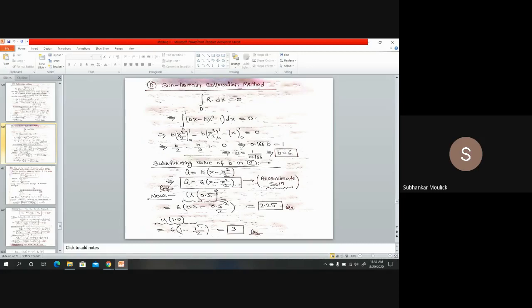So your approximated solution by this method is u cap is 6 into x minus x square by 2. Again, you need to find the value of u of 0.5 and u of 1. Substitute x equal to 0.5 and x equal to 1 in this particular expression. You will get the value of u cap, which is near about equal to u, is 2.25. And when you place the value of x at 1, you get the value of u cap as 3. Any doubt?